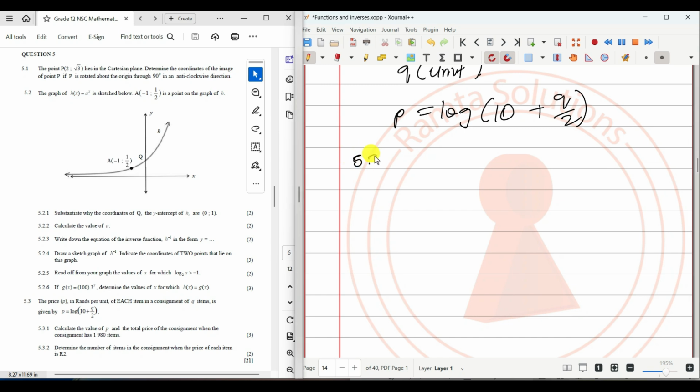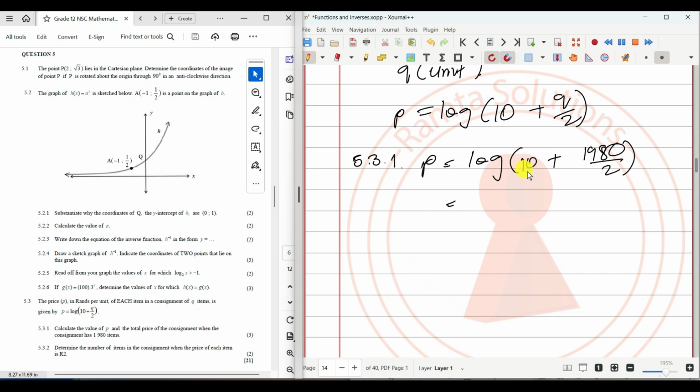5.3.1. Calculate the value of P and the total price of the consignment when the consignment is 1980 items. Okay, all right, let's see. So here we have P equals log of 10 plus what? How many items do we have? 1980, right? 1980 over 2.